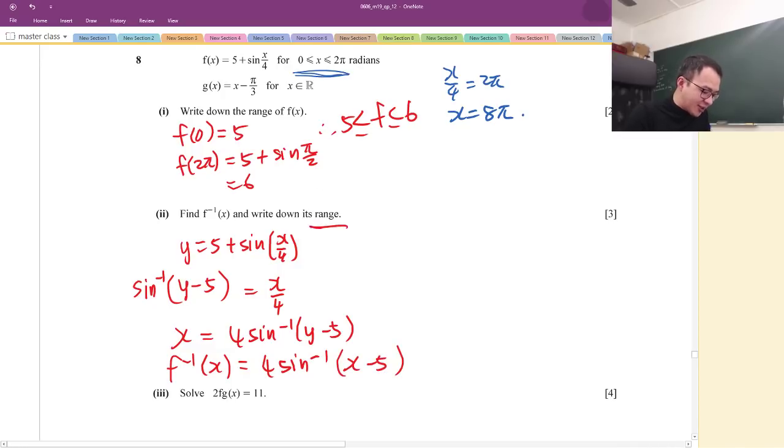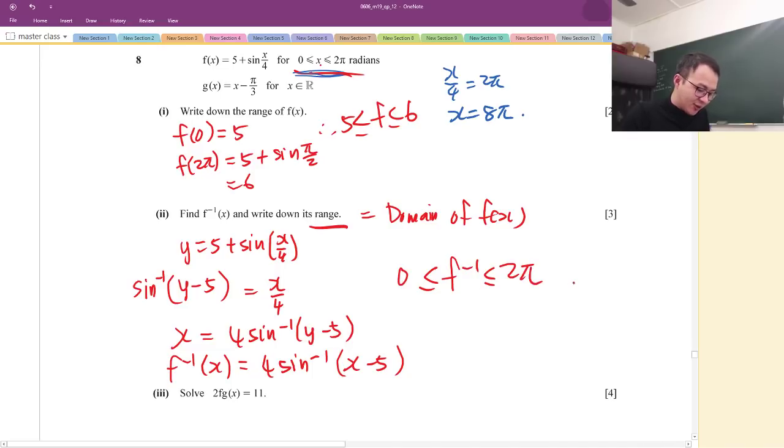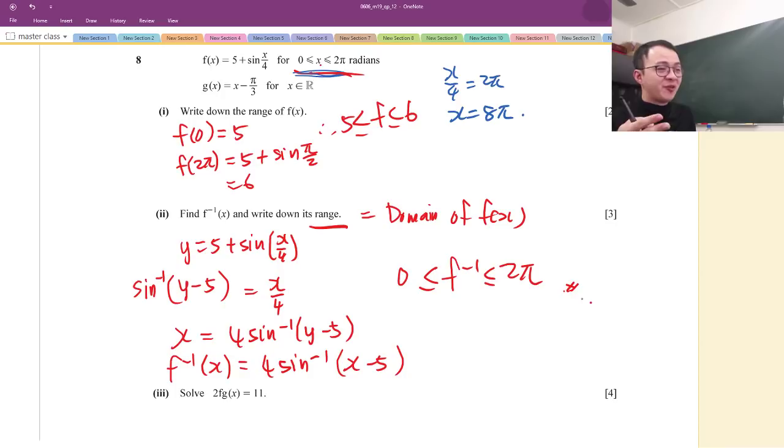And then the question asks about the range. The range of the inverse, you should know, equals the domain of f(x). Domain of f(x) is given here, right? So just copy, change the x into f inverse. That's all. Okay, so you should know the range of f inverse will equal the domain of f(x), and the domain of f inverse will be the same as the range of f(x).